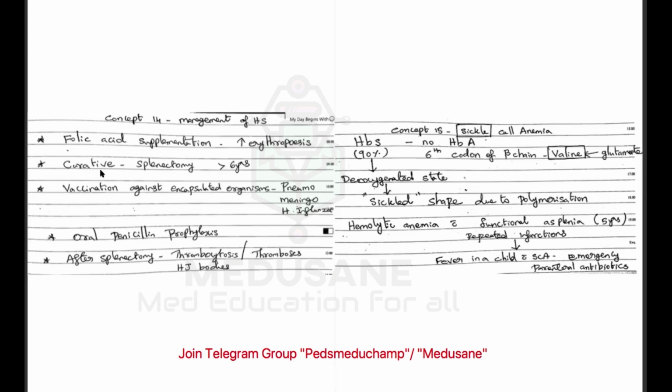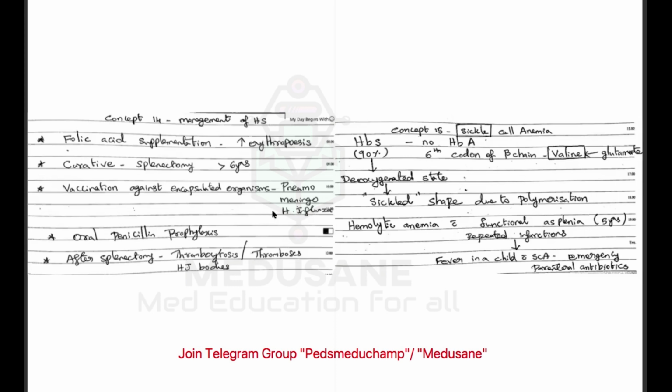You have a curative treatment, which is going to be splenectomy. We don't give it less than 6 years because when you remove the spleen, they become very much susceptible. And you might be asked questions about these things. After splenectomy, what are the commonest organisms they are susceptible to? So remember encapsulated organisms. So what are the encapsulated organisms? Pneumococcus, meningococcus, H influenza type B. So these are the encapsulated organisms which are very much prone after splenectomy. Okay, pneumococcus, meningococcus, H influenza.